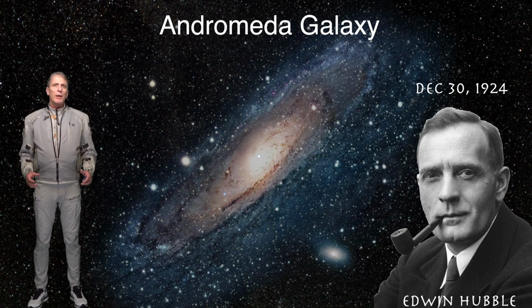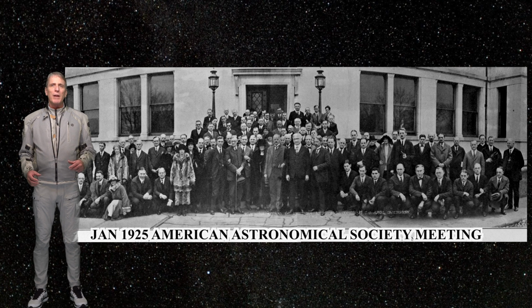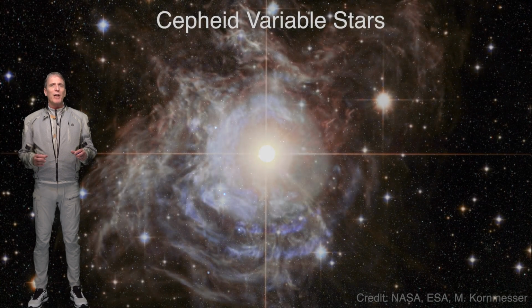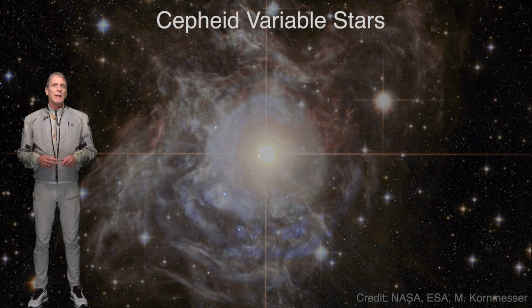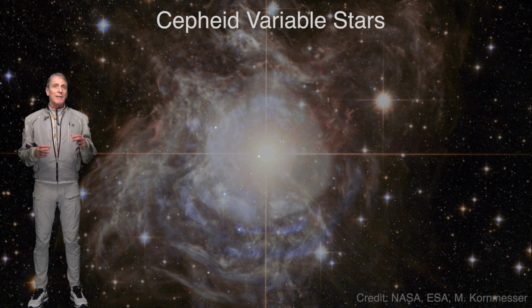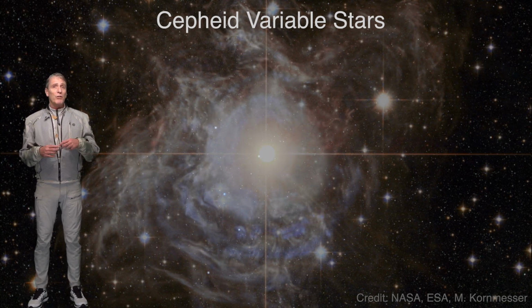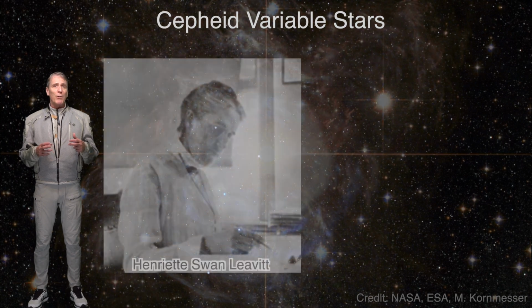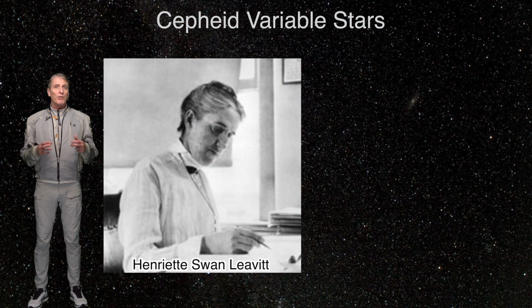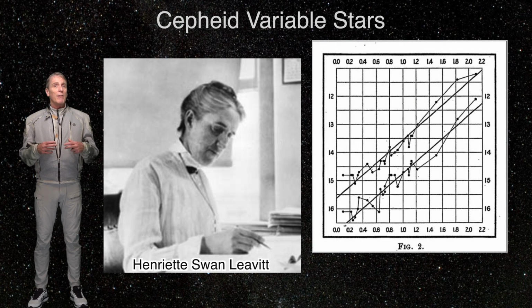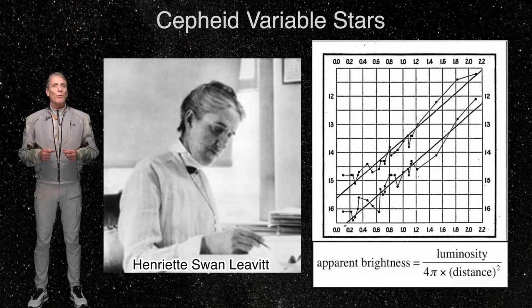A few weeks later, he presented his findings at an American Astronomical Society meeting. To support his claim, Hubble calculated the distance of Cepheid variable stars inside of Andromeda. At the time, calculating the distance of Cepheid stars was a relatively new science. It had been just 16 years earlier that Henrietta Swan Leavitt first discovered the relationship between the brightness of Cepheid stars, the length of their brightness cycle, and the relative distance away that they were.